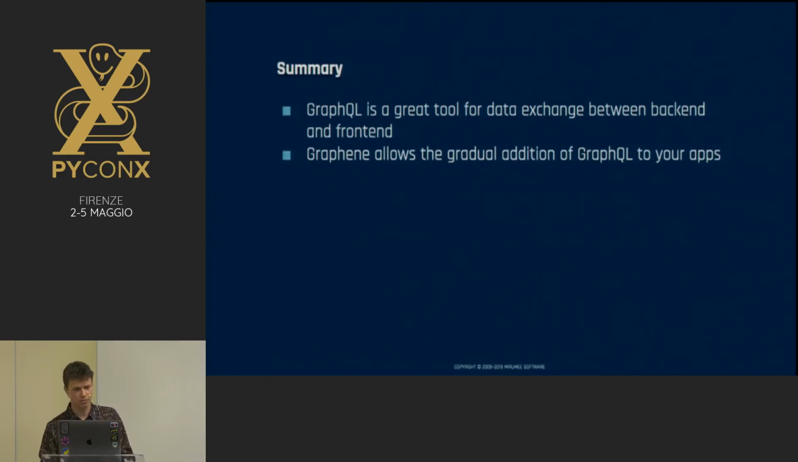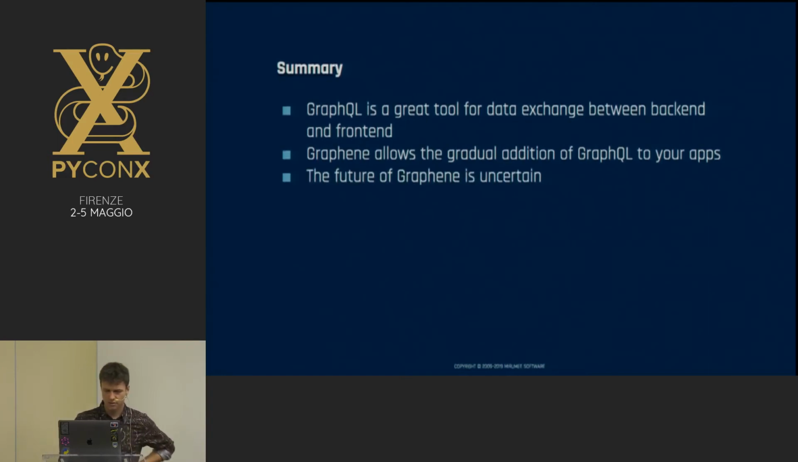Another point is that Graphene allows you to add the API gradually, so that's what we did. We still maintain our old Django views and application, but we were covering all modules gradually, one by one, and it took us about over a year, but we eventually made it. So you can start adding Graphene gradually.